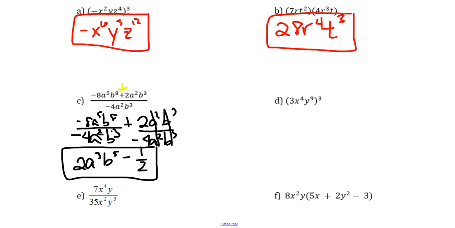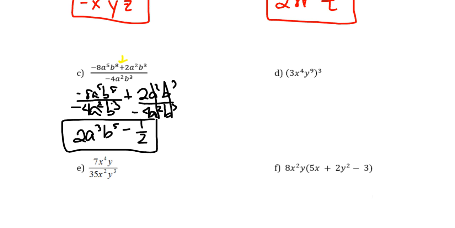Okay, almost done. Another distributing of an exponent over multiplication, so everything inside here is going to get raised to the third power. So 3 to the third is 27, x to the fourth to the third power is going to be x to the 12th, and y to the 9th to the third power, so we multiply those exponents, we get y to the 27th. Sorry.